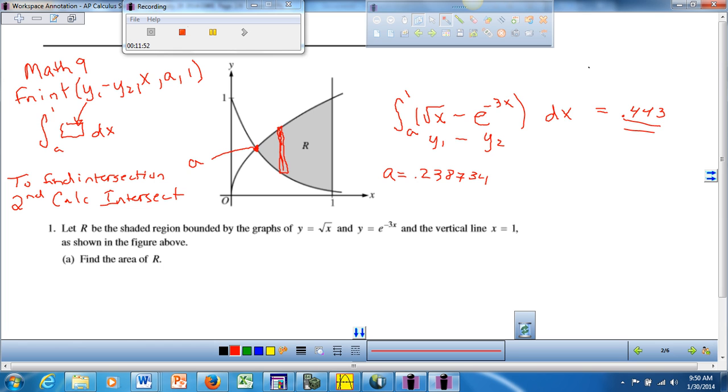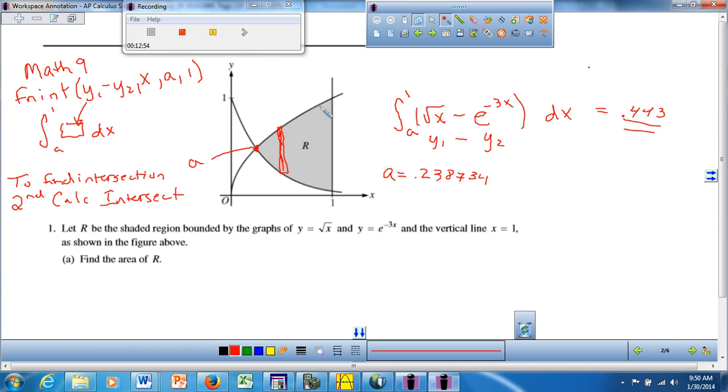I'm just wondering what you do in the calculator after you get that. 443. So then we put in that fnInt. After you get your A, you're going to let your calculator do your integral for you. This is math9. Put your square root of x in y1 and your e to the negative 3x in y2. Then we can use the Y-VARS function to get y1 minus y2, comma, x, comma, whatever value you got, 0.23874, comma 1. Okay? Everybody else okay?